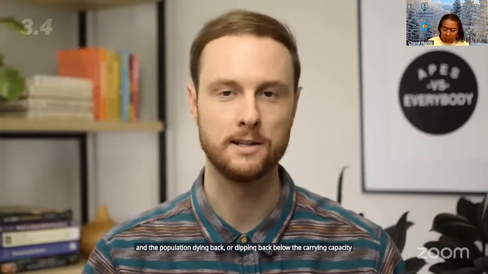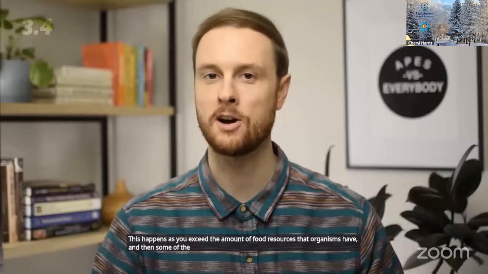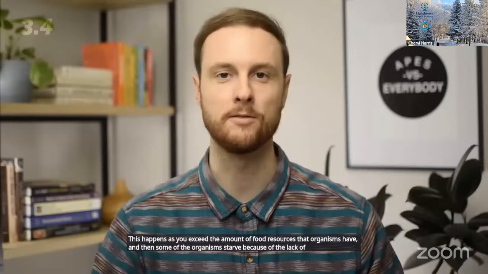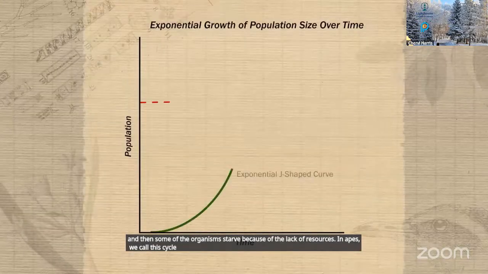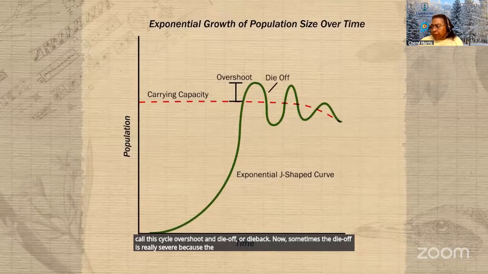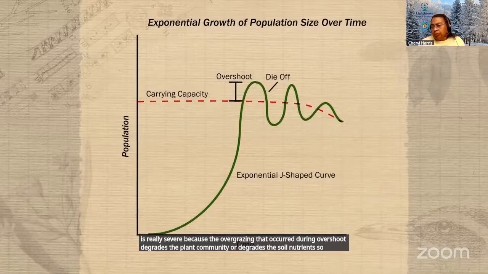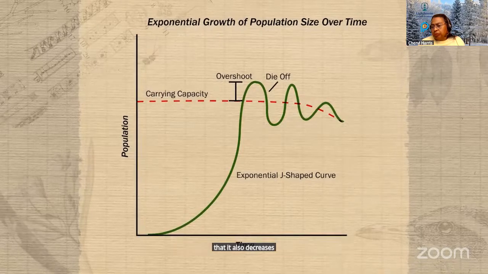This happens as you exceed the amount of food resources that organisms have, and then some of the organisms starve because of the lack of resources. In APES, we call this cycle overshoot and die off, or dieback. Now, sometimes the die off is really severe because the overgrazing that occurred during overshoot degrades the plant community or degrades the soil nutrients so severely that it also decreases the carrying capacity for plants in the ecosystem.